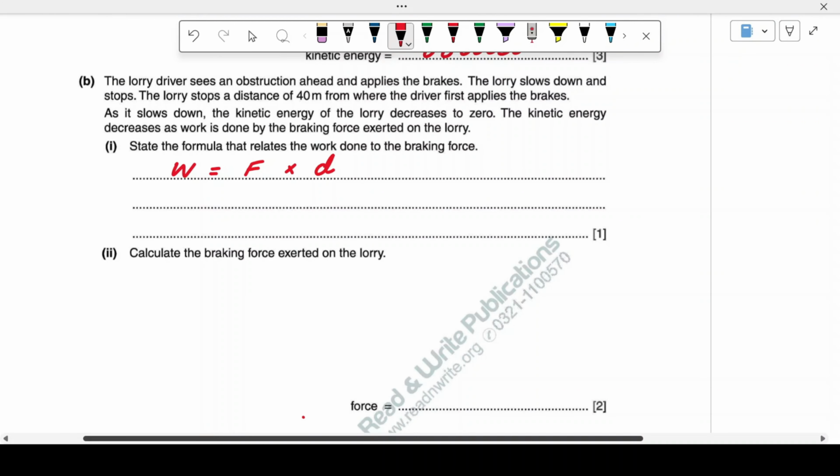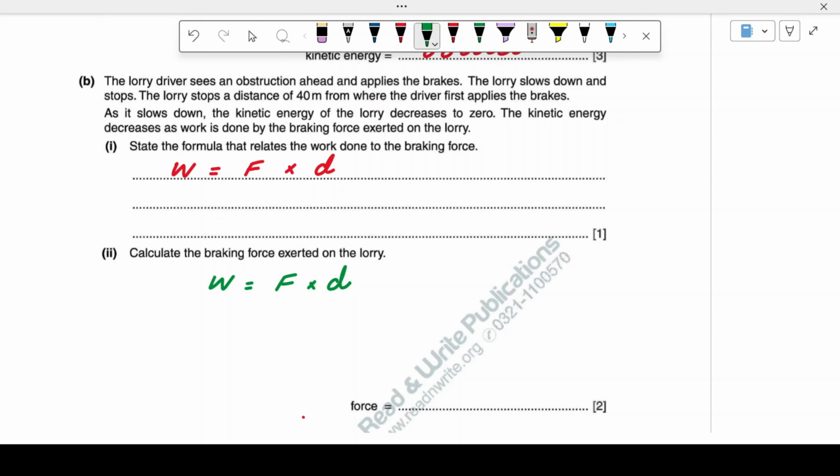Stopping distance. But we need to write the expression. State the formula. So we're not supposed to insert the values or calculate anything. Calculate the braking force exerted by the lorry. So work done by the braking force equals F into D.